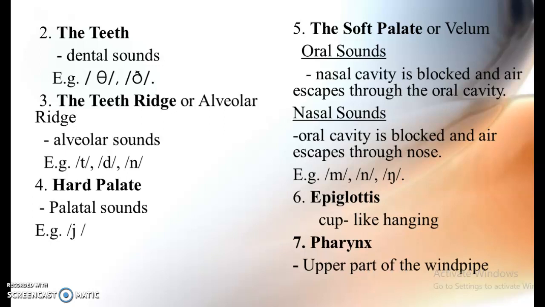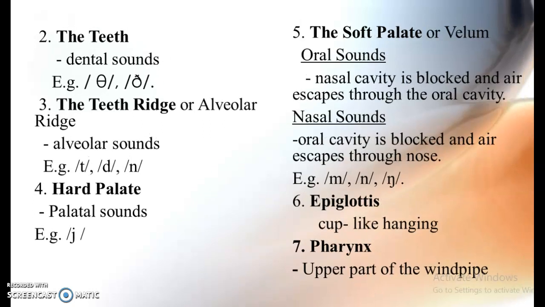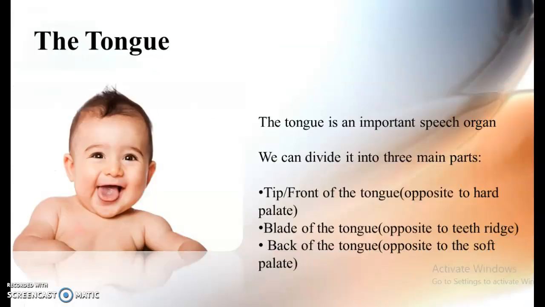After that, you have the epiglottis, which is a cup-like hanging seen in the throat. Now again, it is not very important from the point of view of phonetics, but the epiglottis prevents the food particles from entering into the windpipe. After this, you have the pharynx, which is the upper part of the windpipe. And finally, we have the tongue.